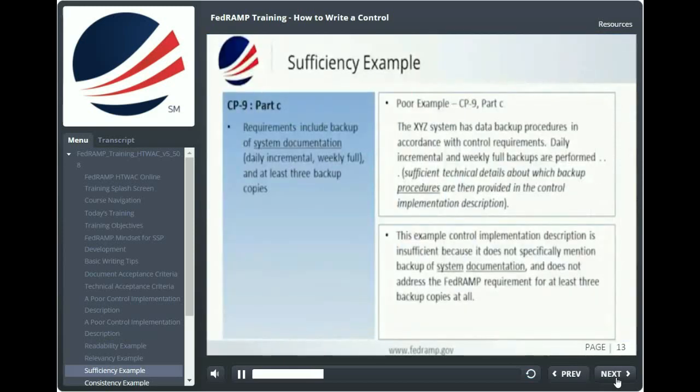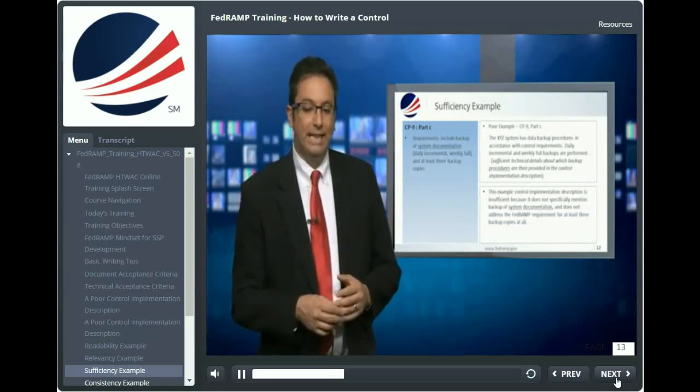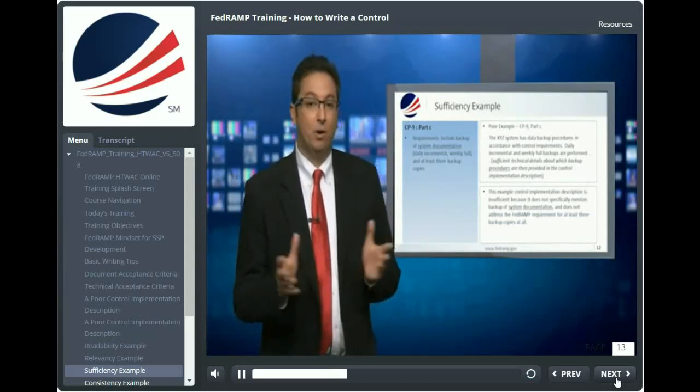So, how do you make that poor implementation a good implementation? The reason, like I said, is that it's insufficient because it doesn't specifically mention backup of system documentation, and it doesn't address the requirement for at least 3 backup copies at all.